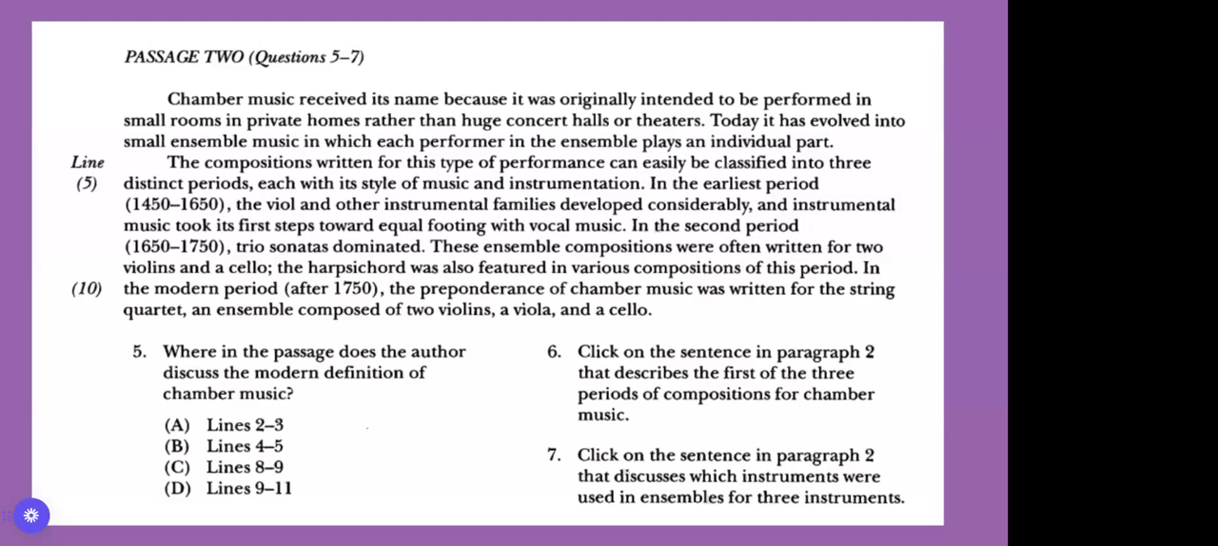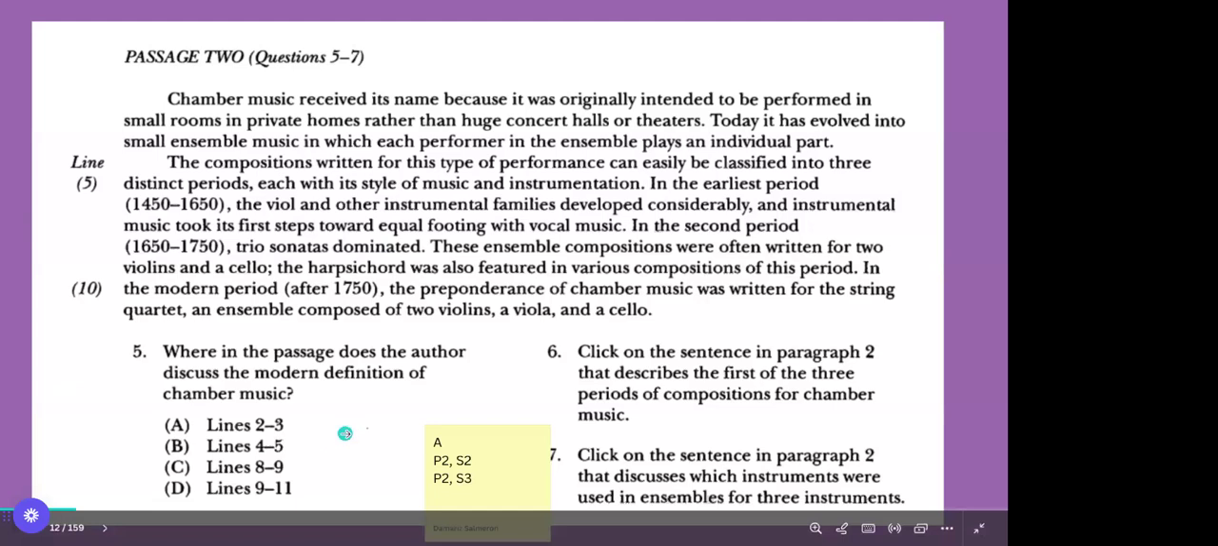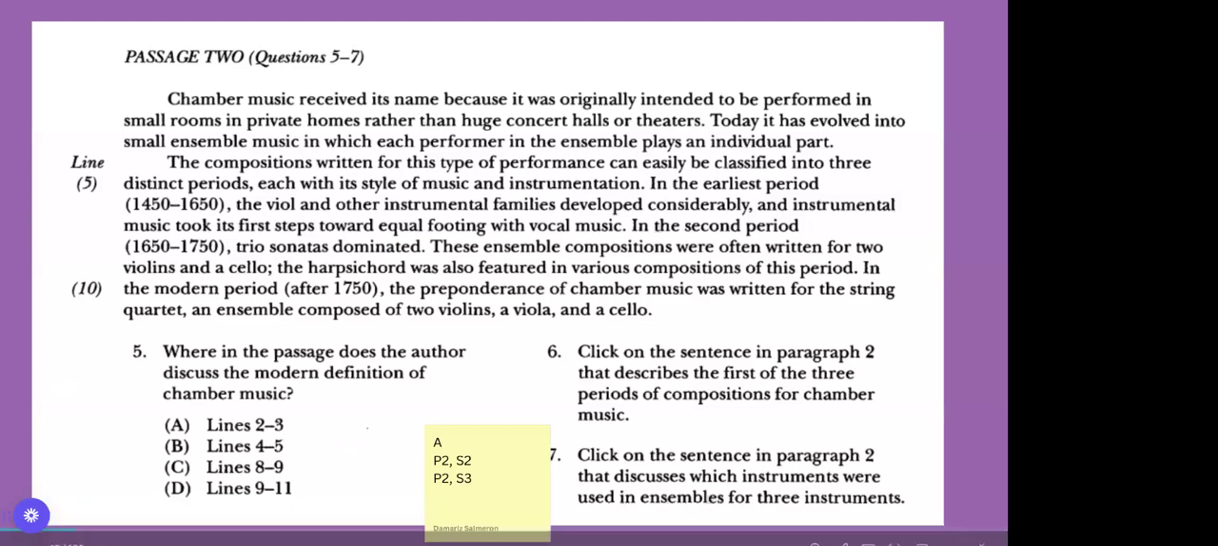Well, let's check the answers. Here we go. 5A, 6, paragraph 2. Let's see. Let's go to number 5 first. It says, where in the passage does the author describe the modern definition of chamber music? The correct answer is A, lines 2 and 3.